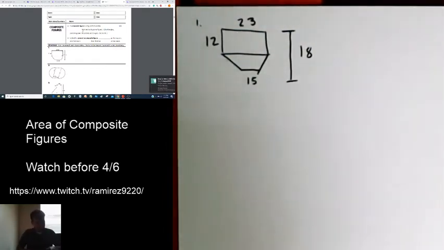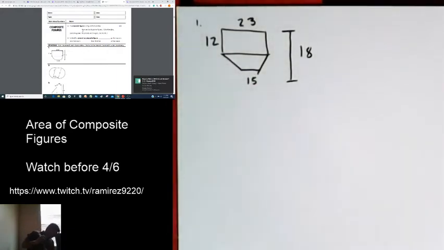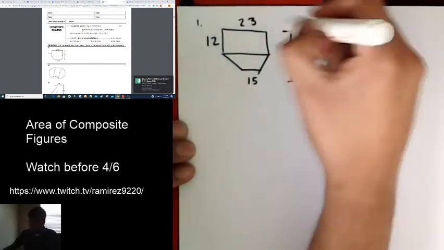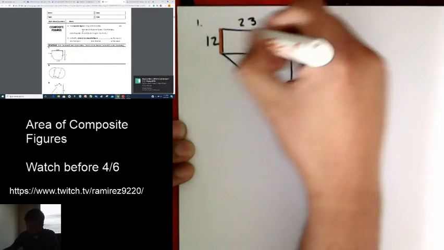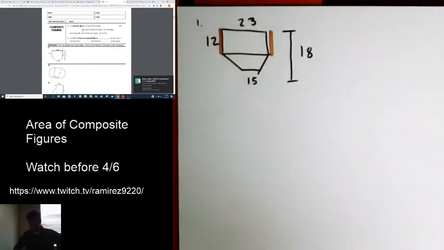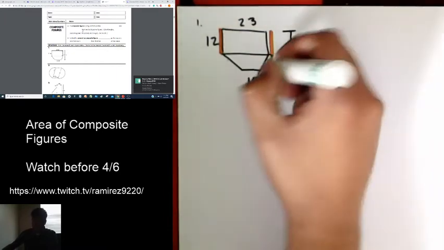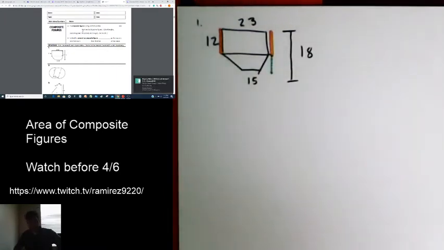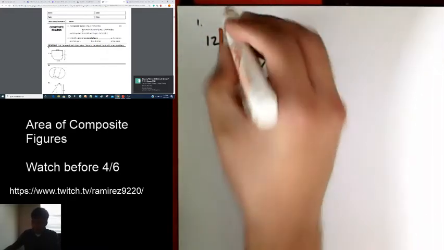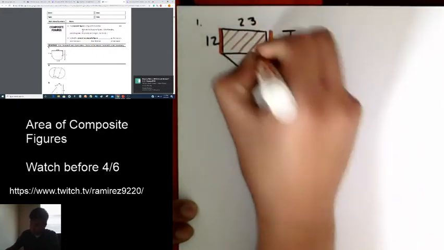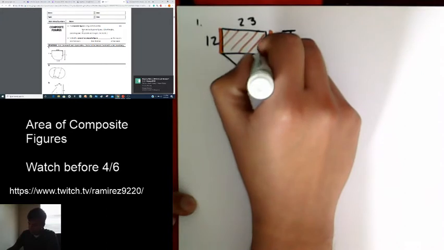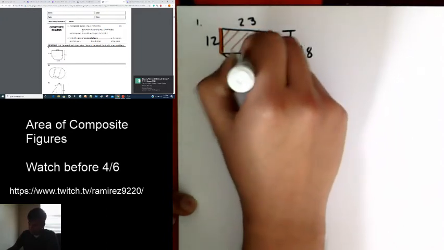It's going to be very important that you notice that this 18, if this is 12, then this is 12. And knowing that that's 12, this other missing piece will ultimately determine the height of the trapezoid. Notice how there are two shapes: the rectangle and the trapezoid.